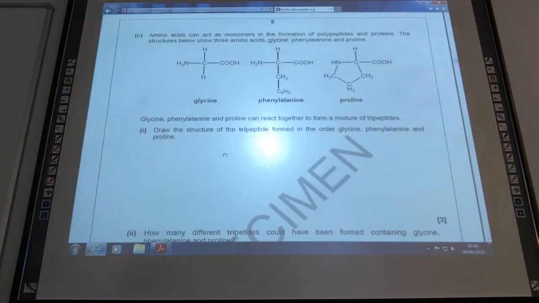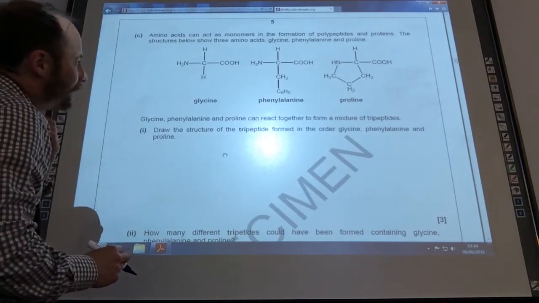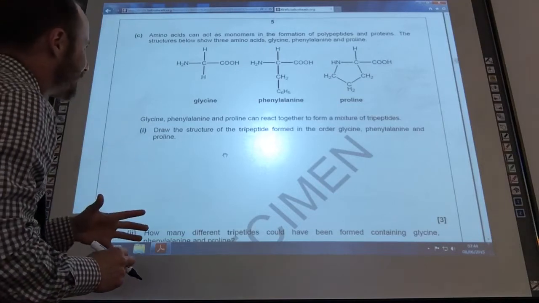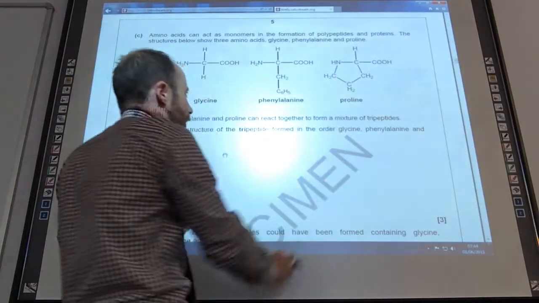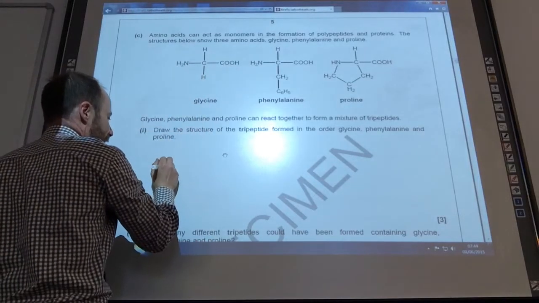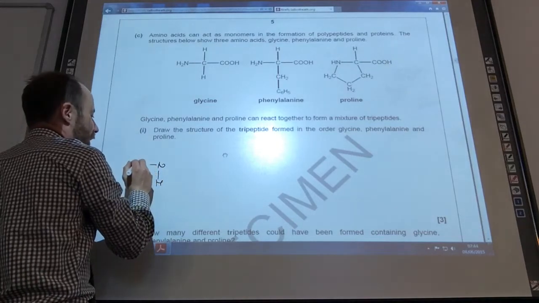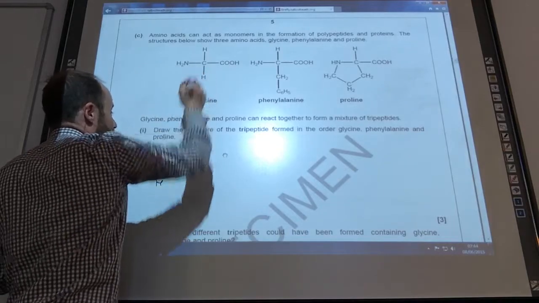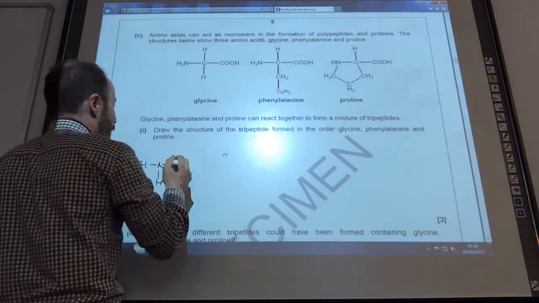Okay, so this is an interesting one. It wants me to draw the tripeptide of these guys here. So I've got 3 amino acids here. The one that will freak you out would be this one, because it contains a ring. But let's just start off here. I'm going to start with that end there. Let's just draw it out. So this is going to be the tripeptide, so that's going to be the first one. It wants glycine, phenylalanine, and proline there.